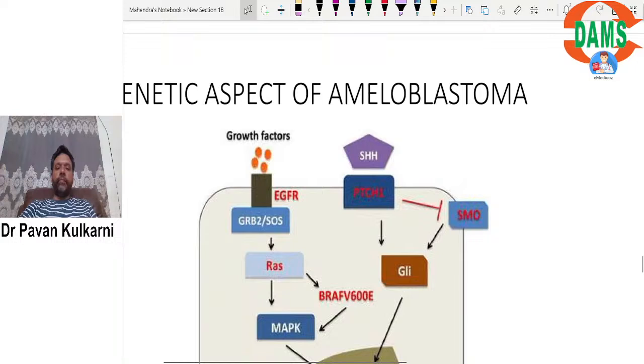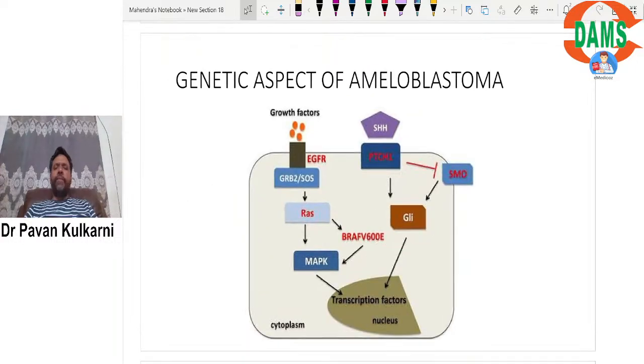Now, this is a genetic aspect of ameloblastoma where I want you to concentrate only on the important gene. What is the important gene here? BRAF V600E. This is the gene which is mutated in case of ameloblastoma. And this was also a question that has previously appeared in one of the exams. Which is the gene that is mutated in case of ameloblastoma? BRAF V600E. Okay, so that is about the genetic aspect.